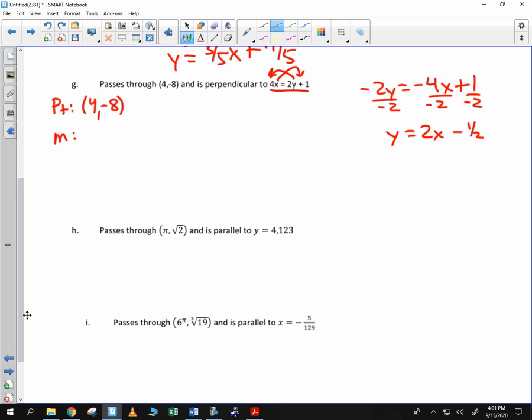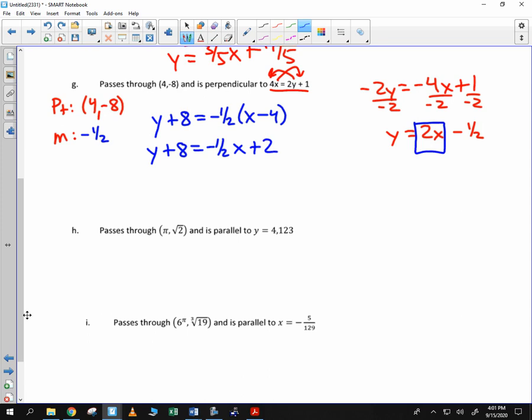So if it's perpendicular, then the slopes must be opposite reciprocals. And the opposite reciprocal of 2 is negative 1/2. So the equation for my line: y plus 8 is equal to negative 1/2 times (x minus 4). y plus 8 is negative 1/2 x plus 2. Subtract 8, y is negative 1/2 x minus 6. And that's the equation for the perpendicular line.